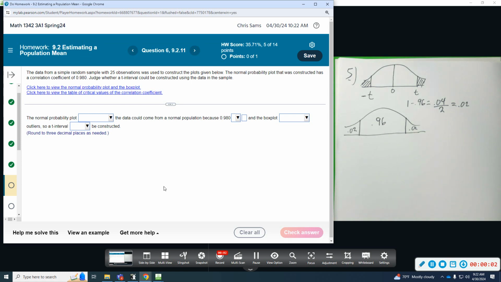All right, question number 6. The data from a simple random sample with 25 observations was used to construct the plots given below. The normal probability plot that was constructed has a correlation coefficient of 0.980. We want to judge whether the t-interval could be constructed using the sample data.